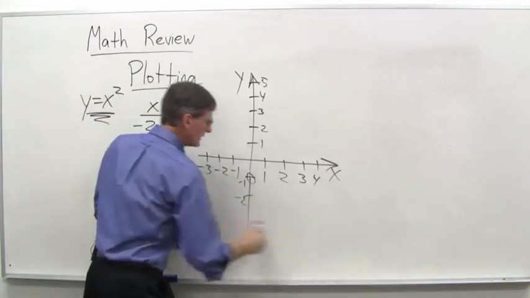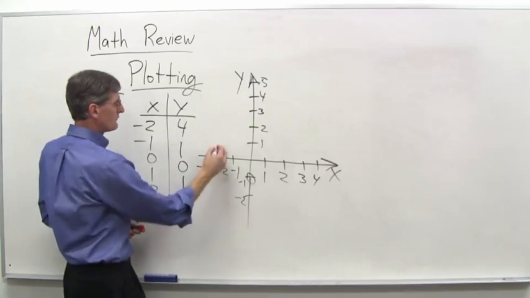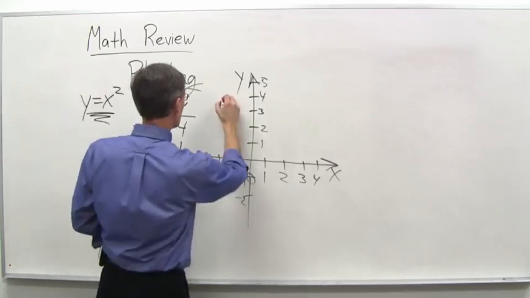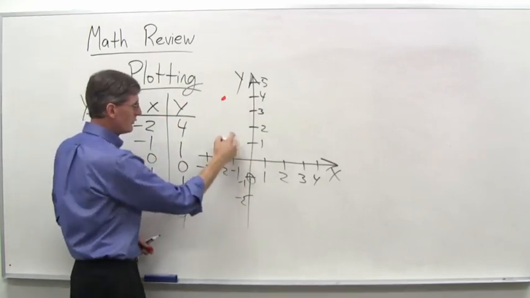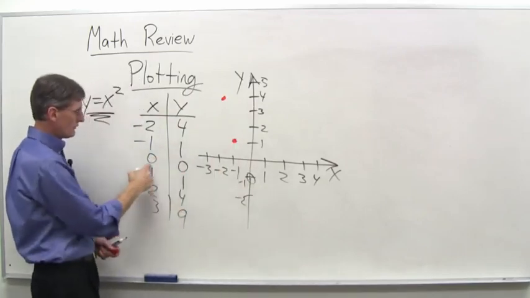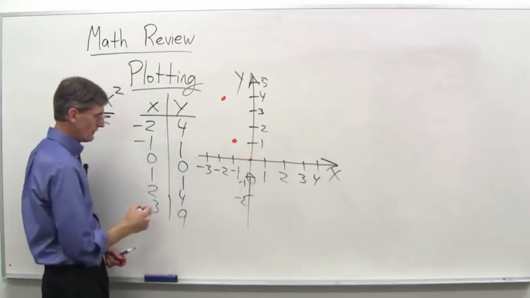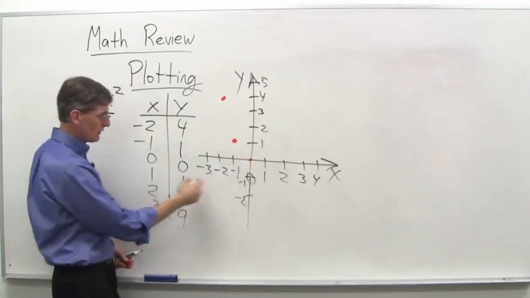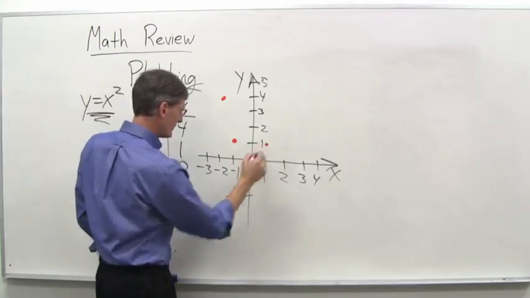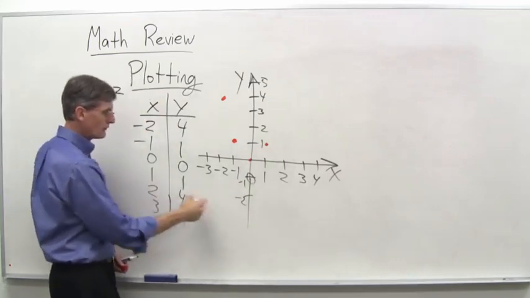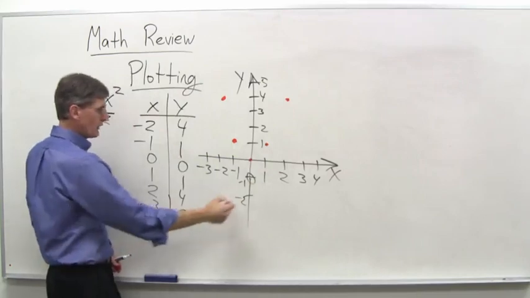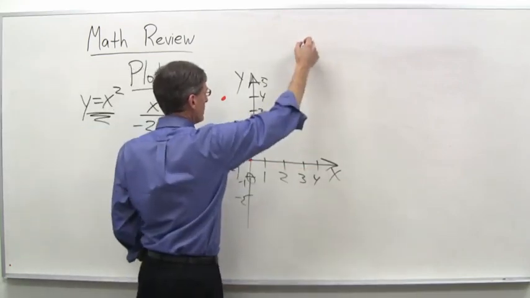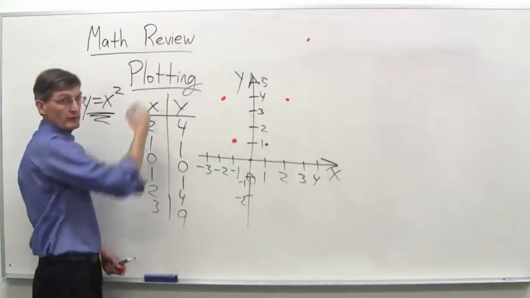In fact, let's use red. A little more colorful here. -2, 4. We got that. So it's about right there. -1, 1, right? So -1, 1. 0, 0. So point right there. When x is 1, y is 1. So about right there. When x is 2, y is 4. So again, about right there. And when x is 3, y is 9. So it'd be way up here someplace. And -3 would also be 9, and so on and so forth.